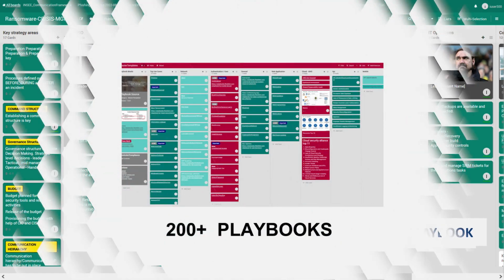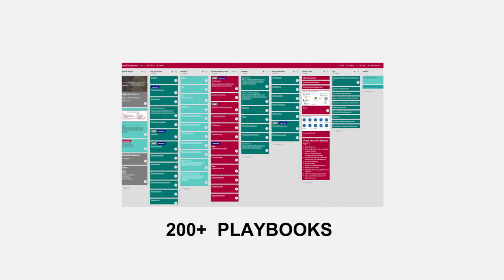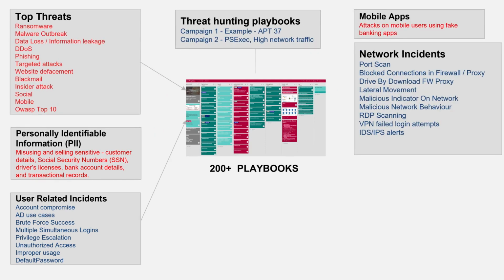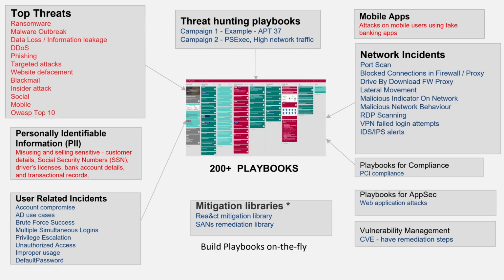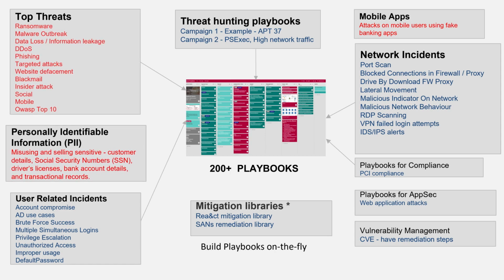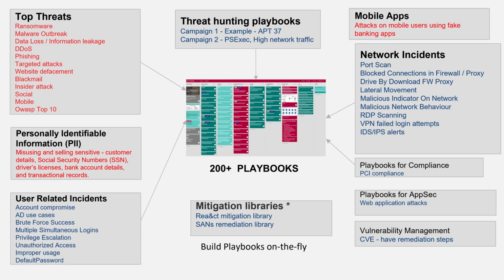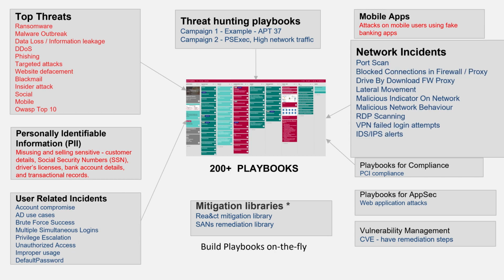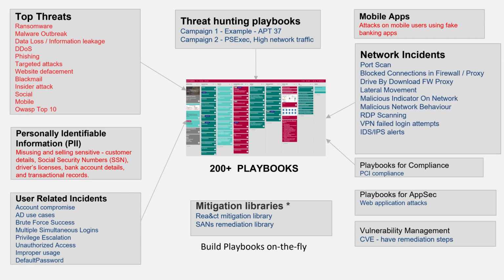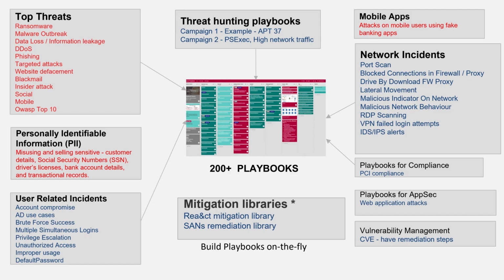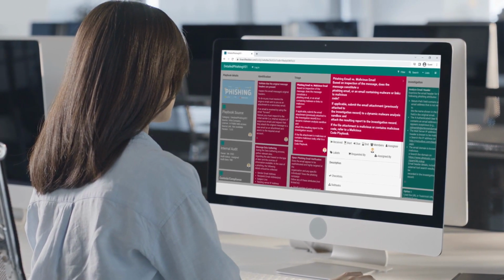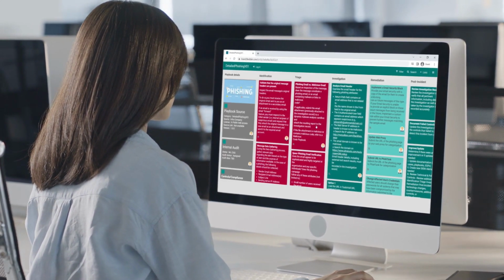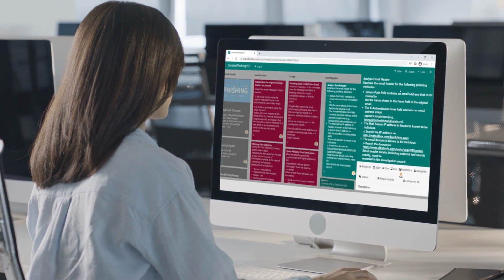We provide over 200 playbooks covering most of the SIEM-related use cases. The typical top threats are covered, PII-related playbooks are covered, user-related incidents, mobile app incidents, network incidents, plus many others. And obviously you have a mitigation library because in some sense, you can build your own. So you have ready-made playbooks, but you also have components which you can assemble and customize for your own needs or your own view of the world.